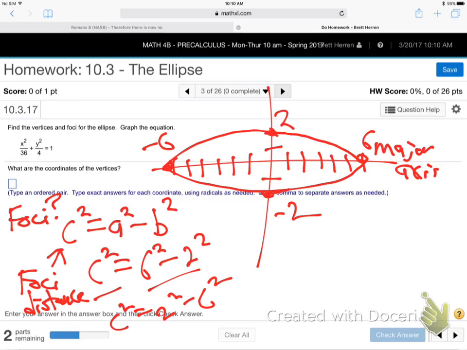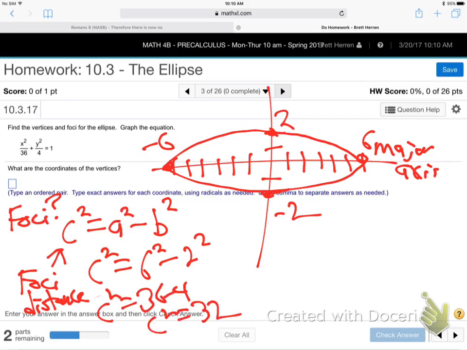Don't sweat the A and the B. Just be reasonable about it. Say, hey, the bigger one's got to be first when you're subtracting two things. It's coming out positive. Okay, so it's real natural. I think it'll be easier for you to think that way. So C squared is 36 minus 4. C squared is 32. So what's C then? Yeah, the root of 32.